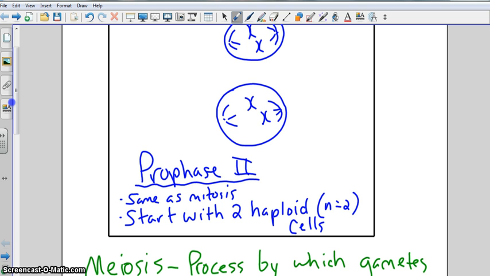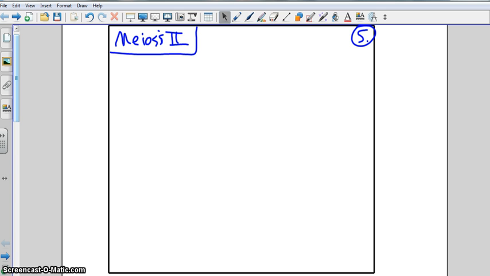What are some other things that usually happen in prophase? I've just drawn the chromosomes here and the spindles, but what else happens there? The nucleolus disappears and the nuclear envelope. So basically the nucleus goes away, and those happen as well. That's why we put it as same as mitosis. And after prophase 2 is going to come metaphase 2.